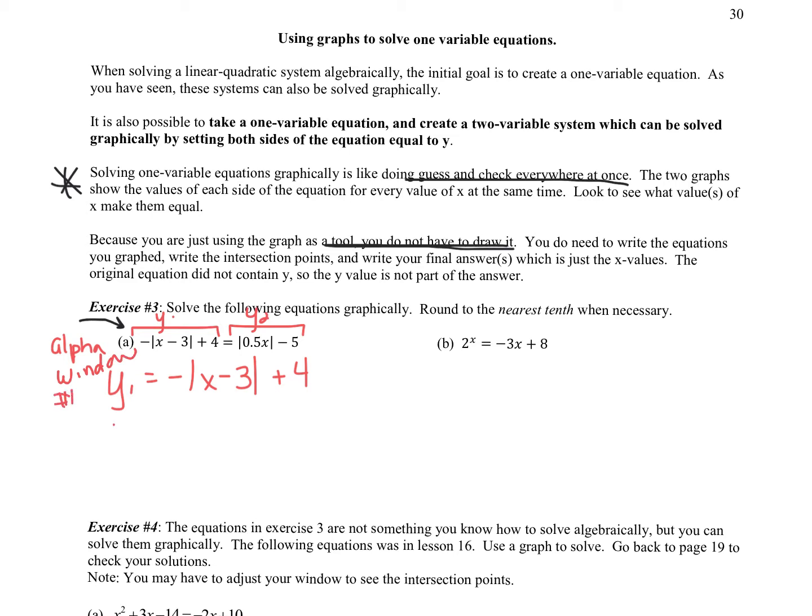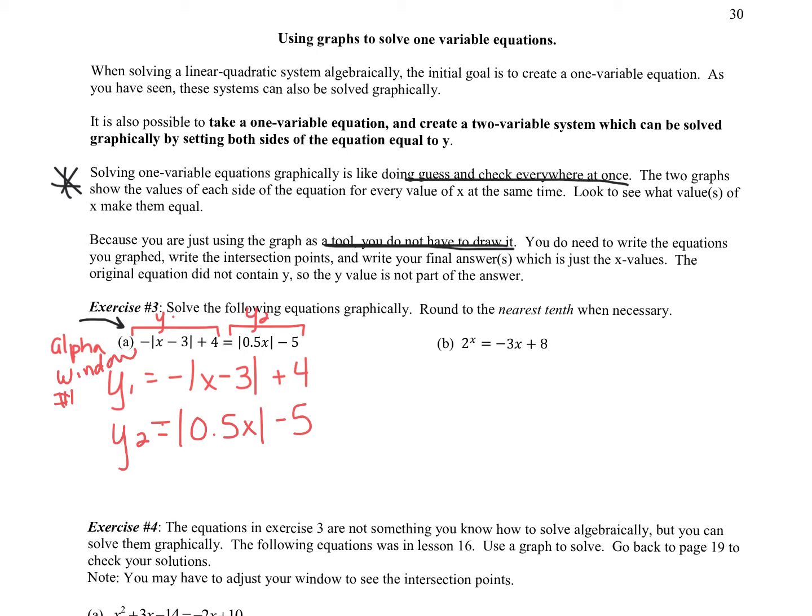My second equation I'm going to graph is absolute value of 0.5x minus 5. So I've introduced the y variable into this equation. Basically, I'm going to look at the graph. Your x window has to be big enough, so you might have to zoom out or change your window so that you're in the range of those intersections.